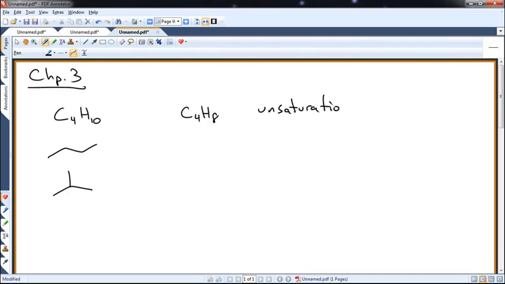An element of unsaturation is either a double bond or a ring structure. Okay? You don't necessarily know which one it is. There could be different ones. So let's draw a couple structural isomers of C4H8.